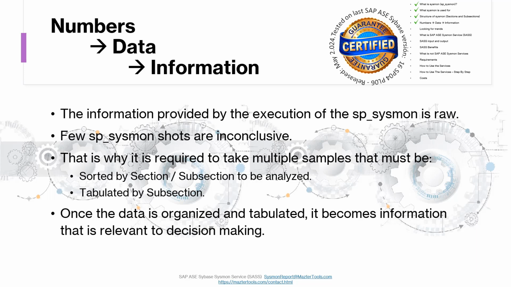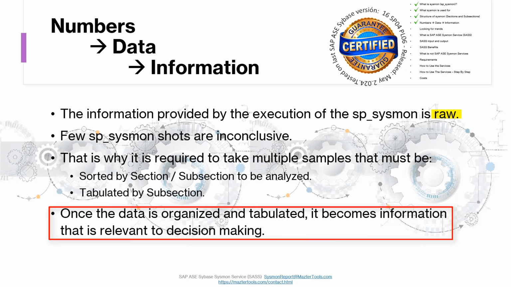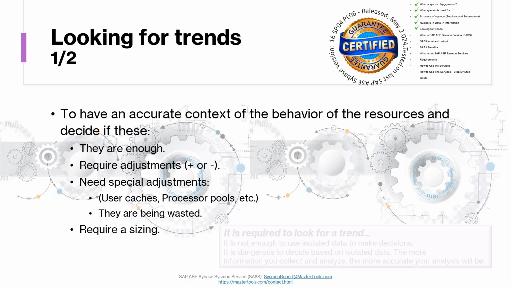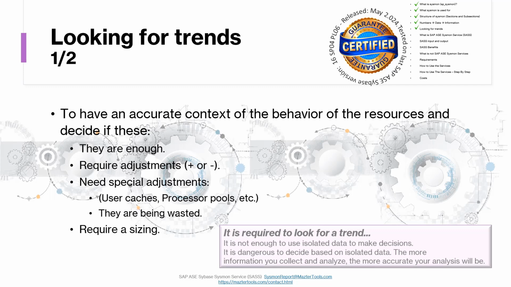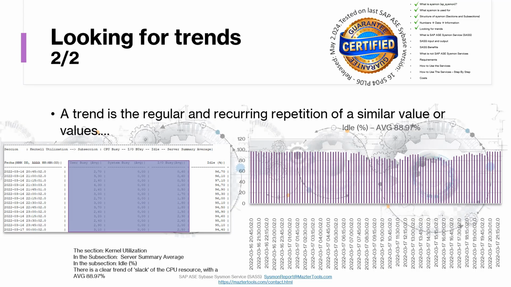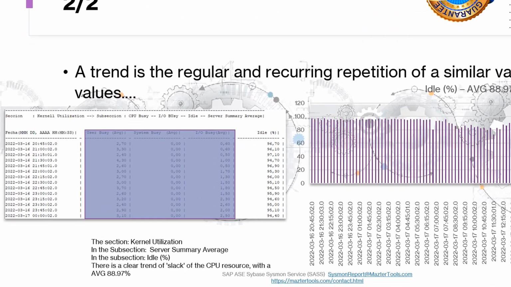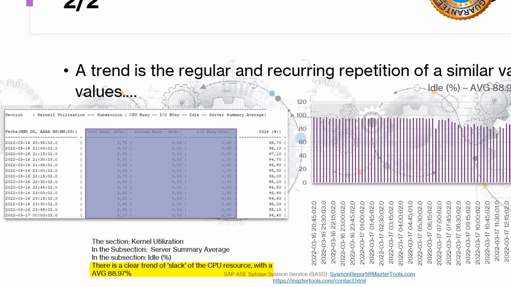The information that Sysmon produces is raw, so in order for it to make sense and be useful, it will have to be processed to turn these raw numbers into valuable information. Once we have raw data converted into valuable data, it is possible to look for behavioral trends. In this example we see that an idle CPU trend of 88.97% has been found, which could generate a recommendation in this regard.